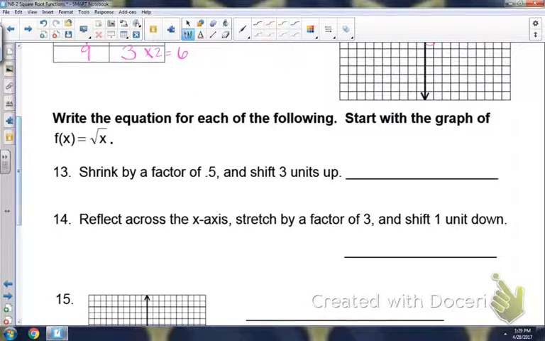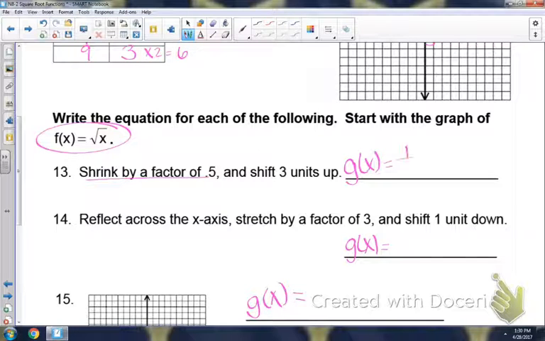Alright, so now we're going to write the equation. So we are starting with f of x equals square root of x. And then we're going to read the transformations and find our new equation. Remember that you always want to have f of x or g of x, h of x, or y equals on all of them. Okay, we're shrinking by a factor of 0.5, so I'll just write 1/2, or you can write 0.5 as your a. And then you're shifting 3 units up. So you should have a square root of x, because that's what we're starting with. You're shifting up, so that needs to go on the outside of the square root, plus 3.